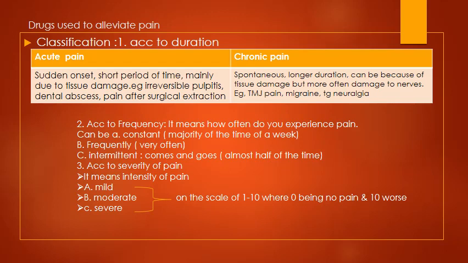Next, this is according to the severity of the pain. What is severity? It means the intensity of the pain, how intense the pain is. According to that, we can divide it into mild, moderate, and severe. And pain is judged on the scale of 0 to 10. I'm sorry, I've written 1 to 10, but it is 0. So on the scale of 0 to 10, 0 being no pain and 10 being extremely severe pain. Now we're going to discuss mild, moderate, and severe kinds of pain. So let's move further.